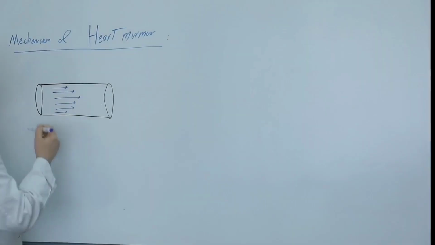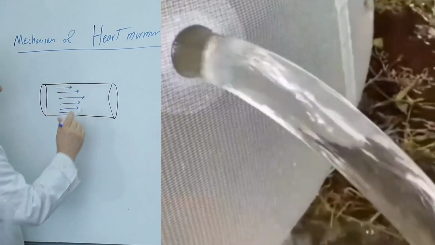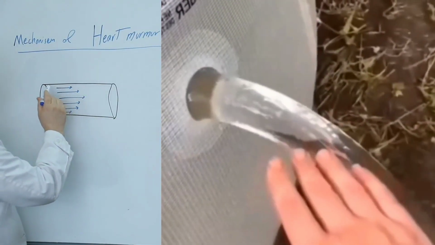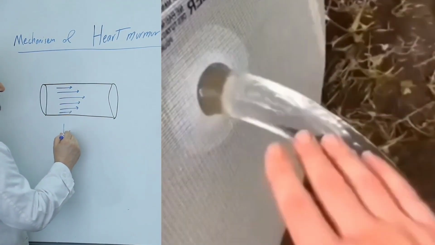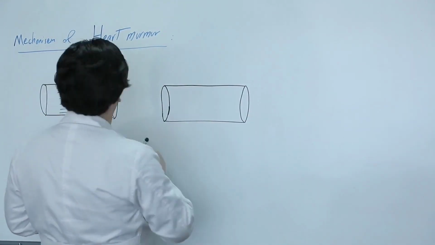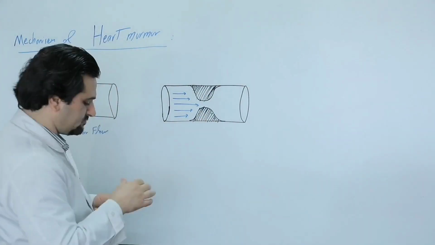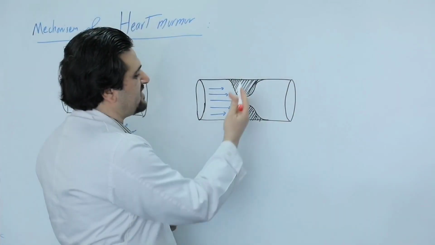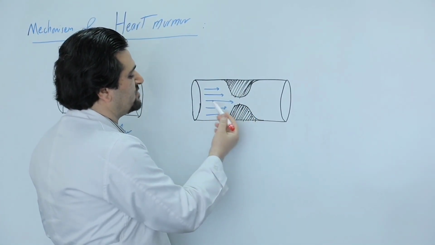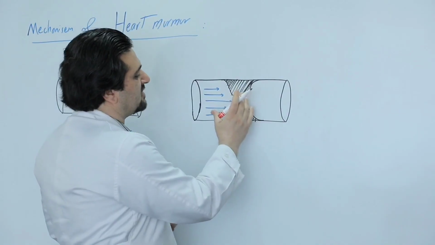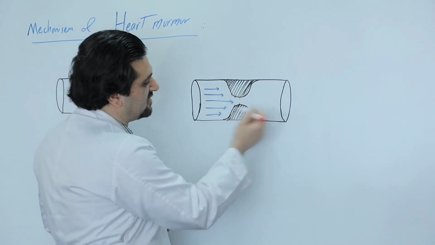In a normal and healthy heart, blood flow is laminar, meaning concentric circles flow within the heart or vessel, which we call laminar flow. But when there is a narrowing in the path of blood flow, it causes a pressure difference between the proximal and distal parts. Or in other words, a pressure gradient is created.